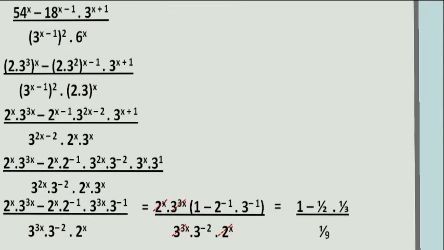And that equals 1 minus a half times a third, all over 1/9. Simplifying that, we get 1 minus 1/6, all over 1/9, which equals 5/6 over 1/9. We then flip and multiply to get 5/6 times 9 over 1. And that simplifies to 45 over 6, which equals 15 over 2.